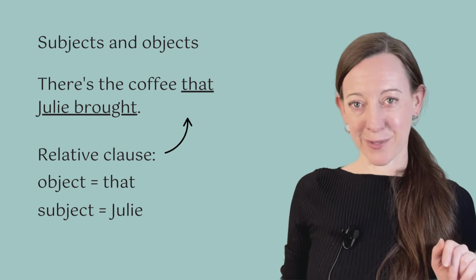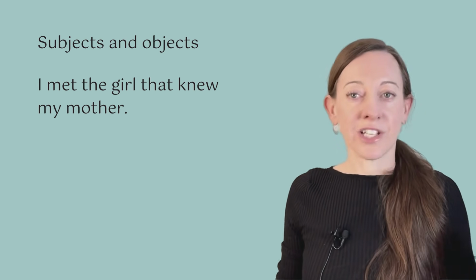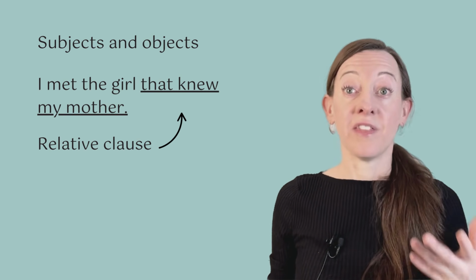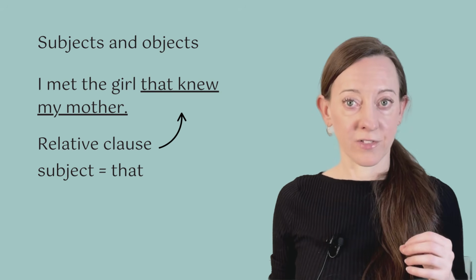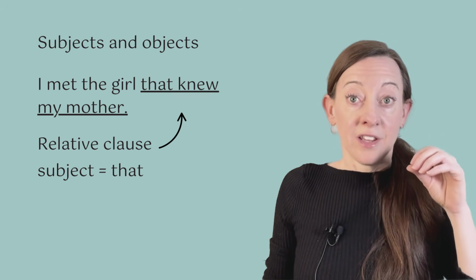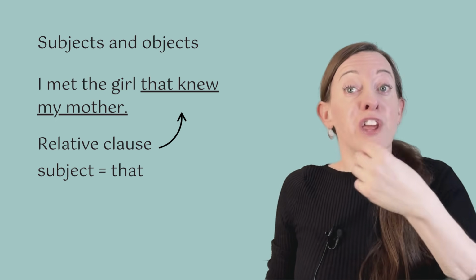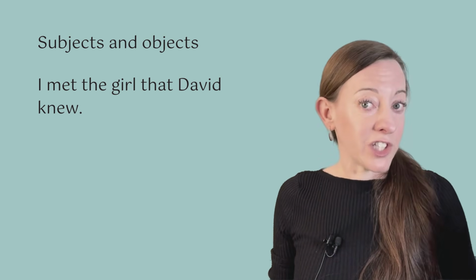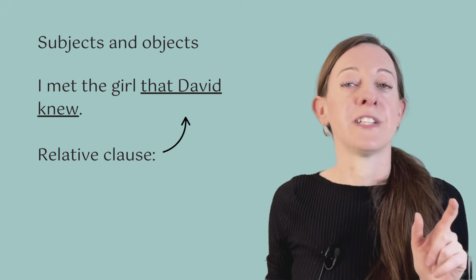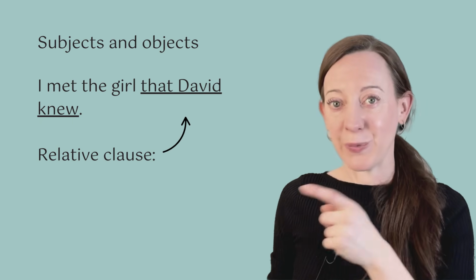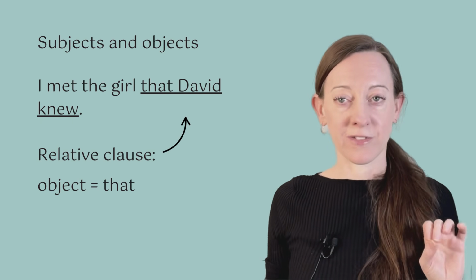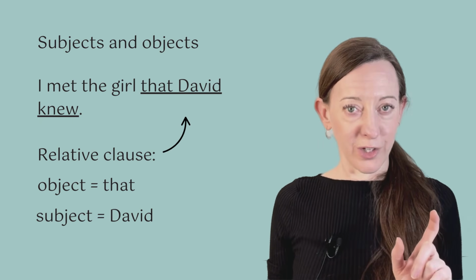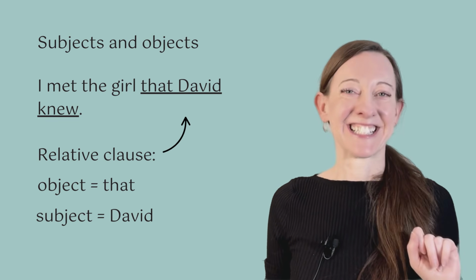Here's a last example. I met the girl that knew my mother. The relative clause is that knew my mother. That is the subject of the relative clause because the girl is the person who did the knowing. My mother is the object. I met the girl that David knew, on the other hand. The relative clause is that David knew. That is the object of the relative clause because David is the subject of the verb knew. I hope that makes sense.